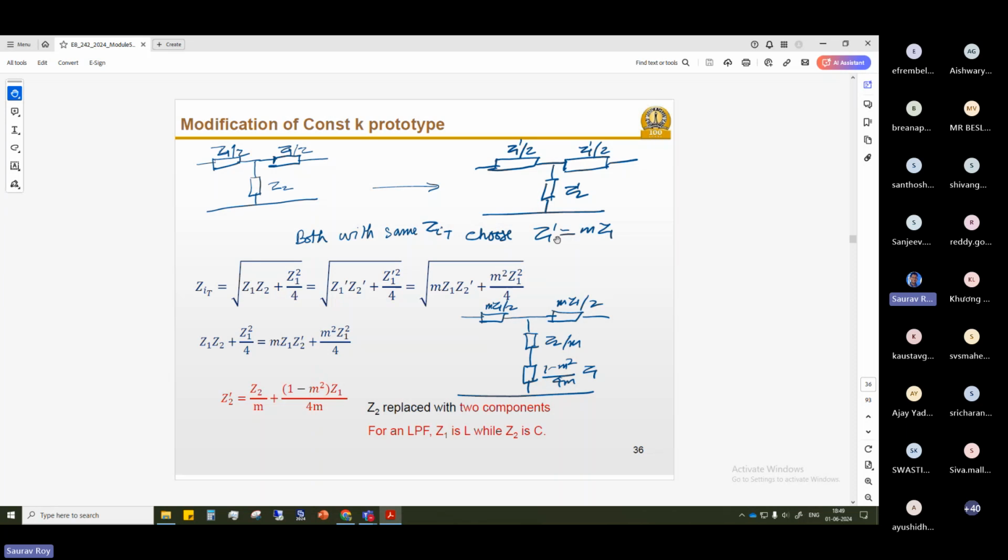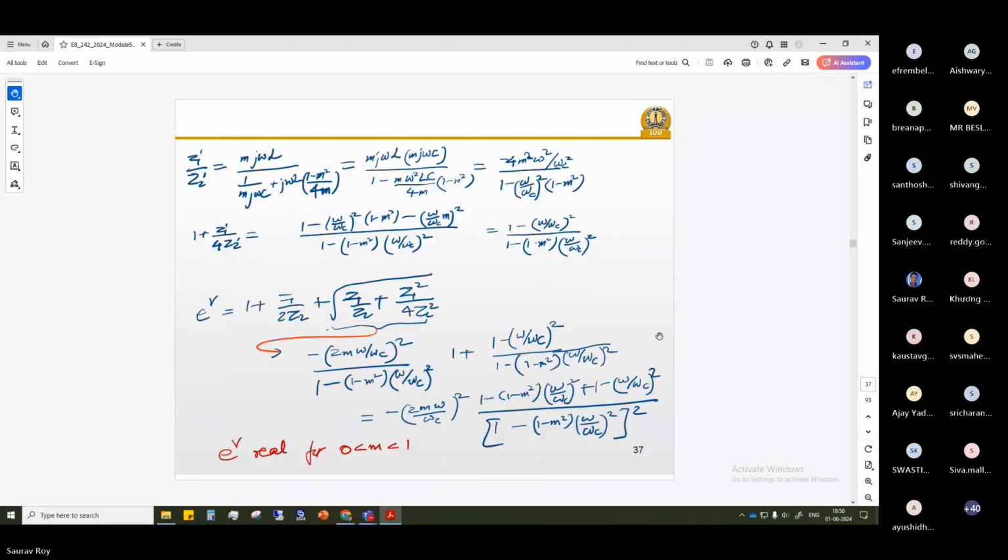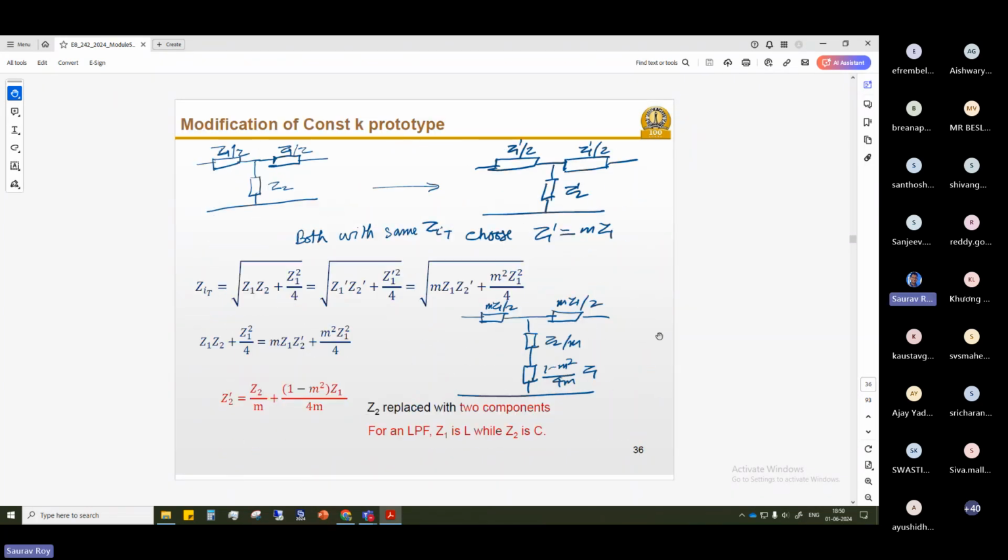So if the analysis is done in this way, Z1 prime is MZ1, M multiplied to the previous circuit we have seen, M times Z1. Z1 is nothing but the L inductor connected in the previous low pass filter. Using that, you can calculate the formula of ZIT, which has already been given. You can put all this in and calculate Z2 prime here.